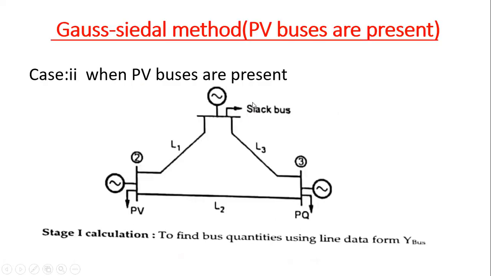Next, stage 1 calculations: find the bus quantities using the line data from the Y bus. By using the line data, first of all we find the Y bus. We already discussed in the previous class how to form the Y bus matrix from the line data. It is the same procedure for forming the Y bus in the Gauss-Seidel method.